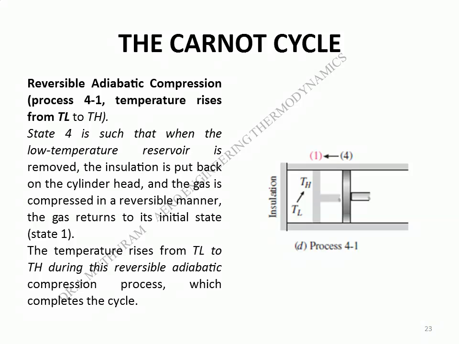State 4 is such that when the low temperature reservoir is removed, the insulation is put back on the cylinder head, and the gas is compressed in a reversible manner. The gas returns to its initial state, state 1. The temperature rises from TL to TH during this reversible adiabatic compression process, which completes the cycle.